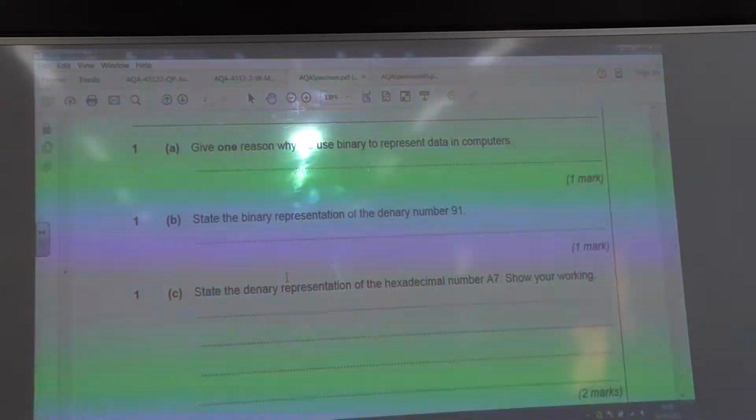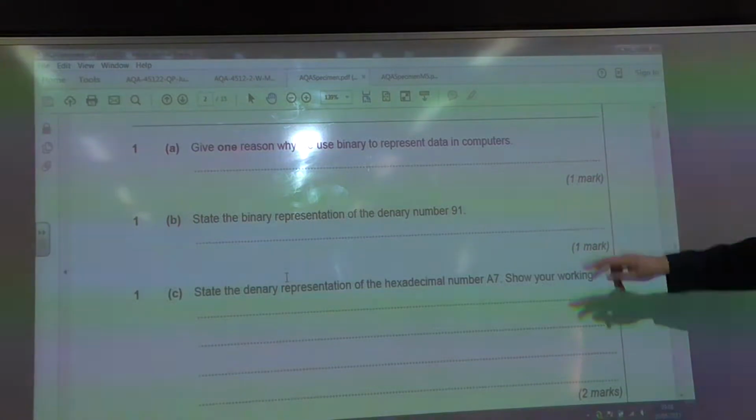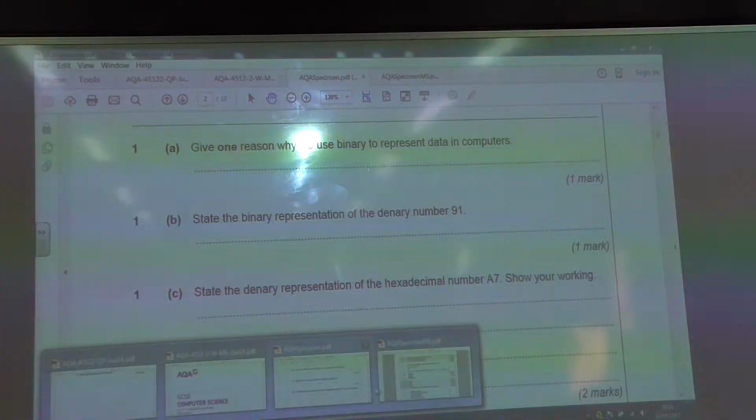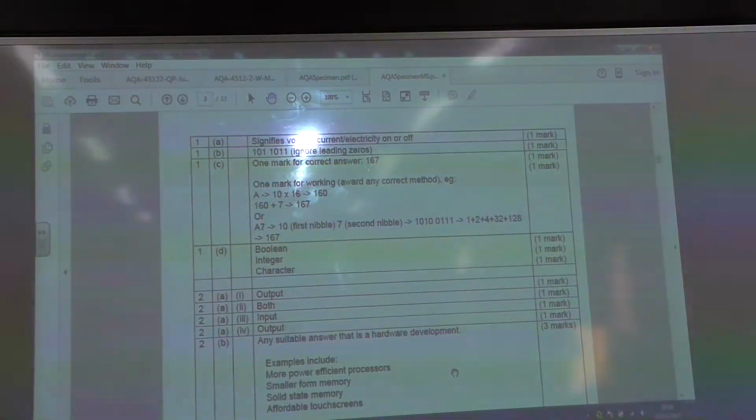Right, first question, fairly standard, fairly straightforward. Why do we use binary to represent data in computers? It's a 1-mark question. What's the answer? Alex? State on or off. Yeah. So if you look at the mark scheme, this is one of the things that we go over a lot. It signifies the voltage, current, electricity being on or off.